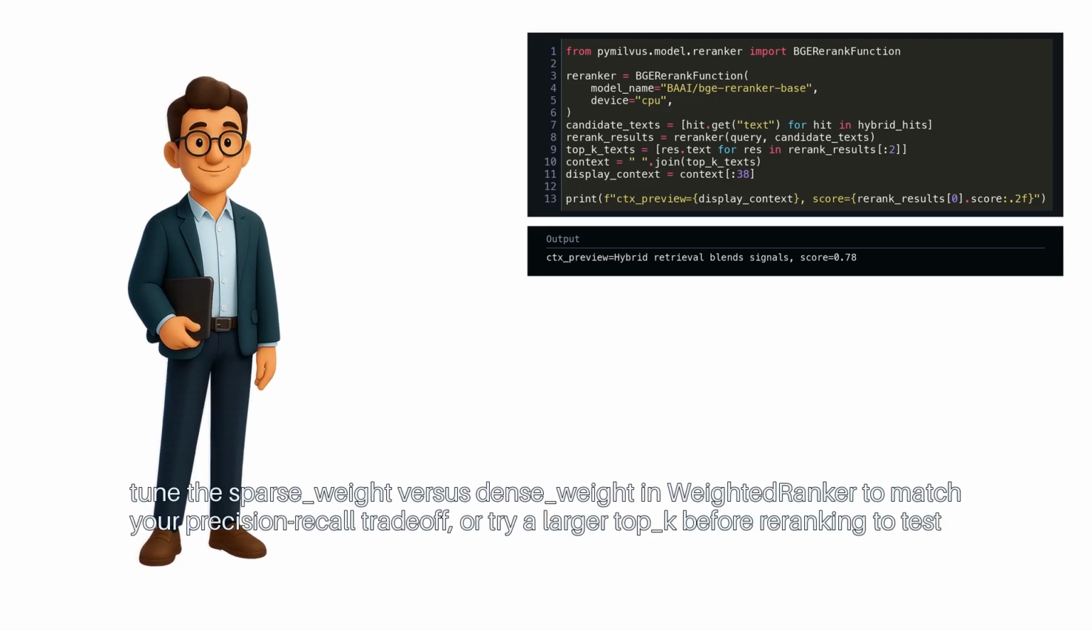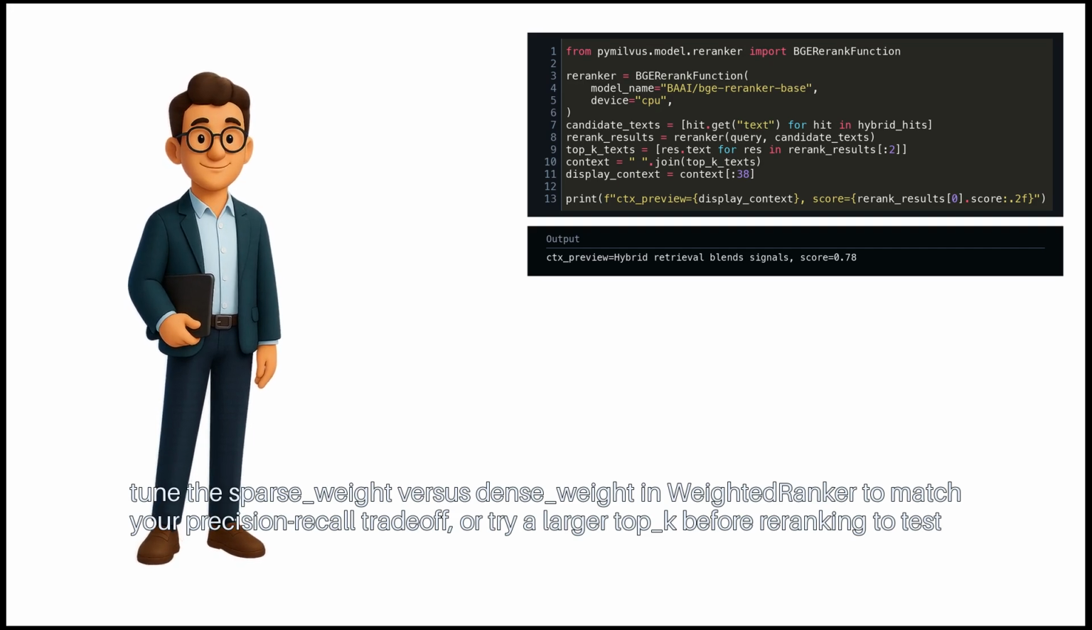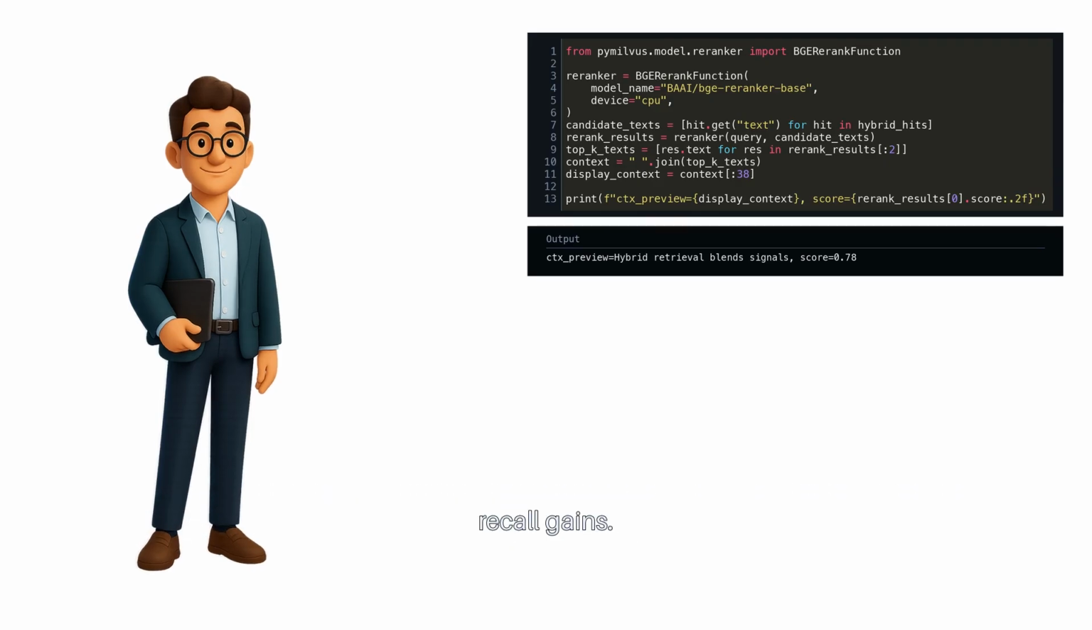Next step, tune the sparse weight versus dense weight in WeightedRanker to match your precision-recall trade-off. Or try a larger top K before re-ranking to test recall gains.